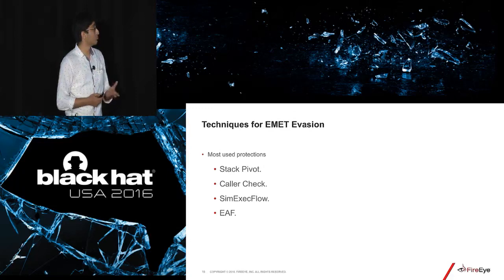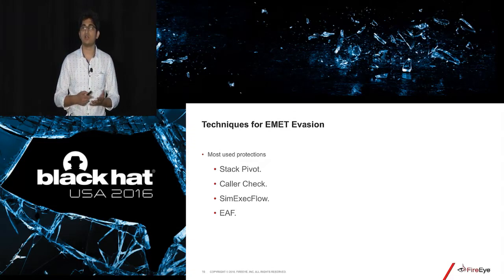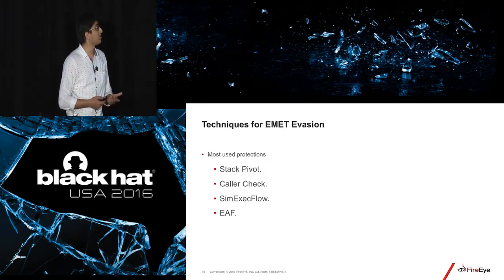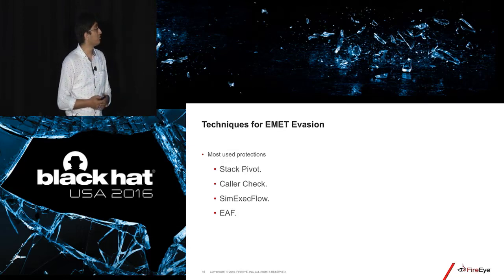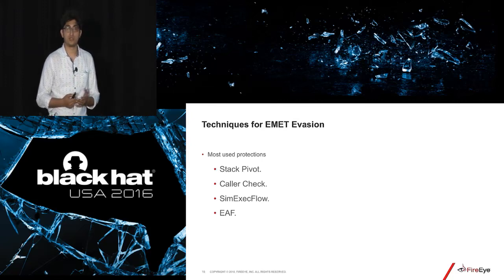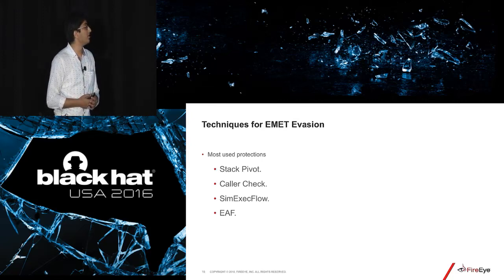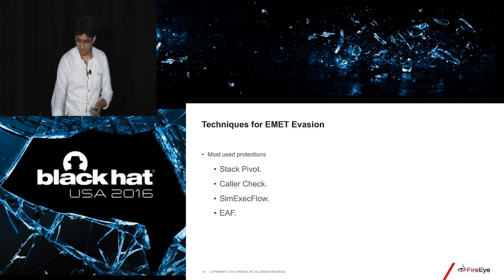The most used protections, statistically speaking, which usually thwart the exploit kits or the public exploits that come in, are stack pivot, caller check, SimExecFlow, and EAF. The first three use inline hooking to calculate whether the return address belongs to any return-oriented programming gadget or not. The last one uses hardware breakpoints along with exception handling to check whether they are validated or not.